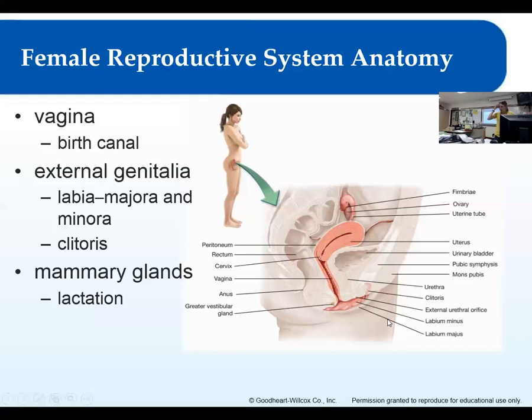Okay. From there on out, the external features are the labia majora and the labia minora, and these are two fatty areas of skin that actually kind of help to protect the vaginal opening from bacteria. So that's the labia majora. It's actually along the outside. It's a little bit larger. Labia minora is another flap of skin on the inside.